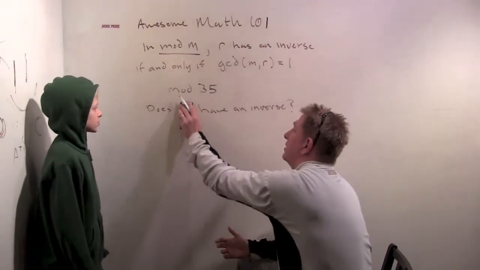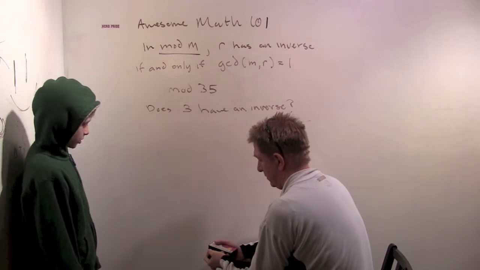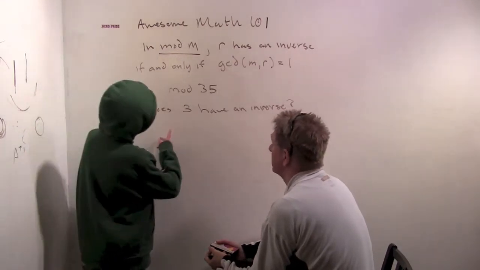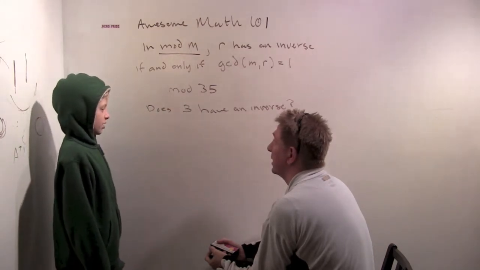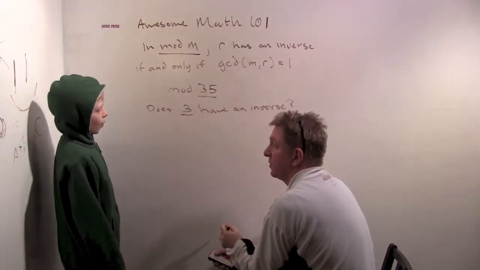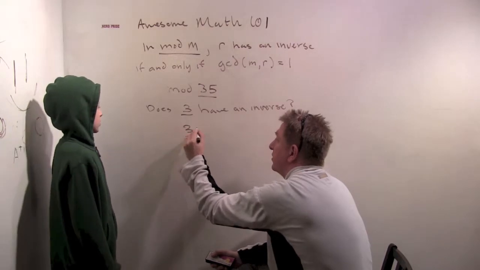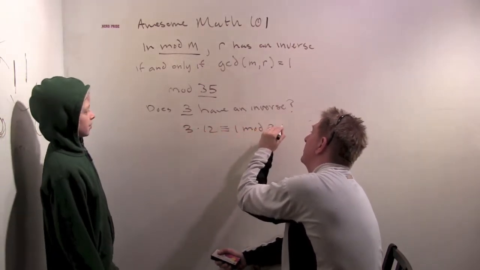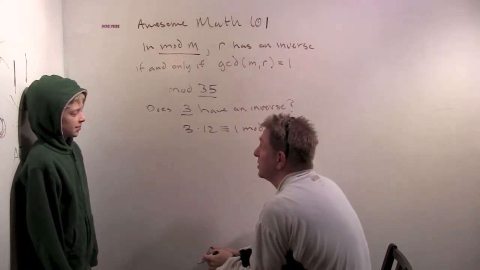Okay. How about, does 3 have an inverse? 3 should have an inverse. It would be equal to 12. 3 times 12 is 36. Okay, so the greatest common divisor of 3 and 35 is 1. And you notice that 3 times 12 is congruent to 1 mod 35.